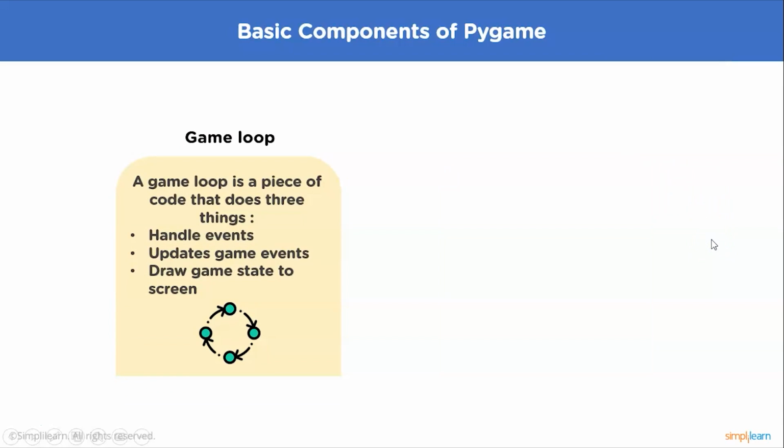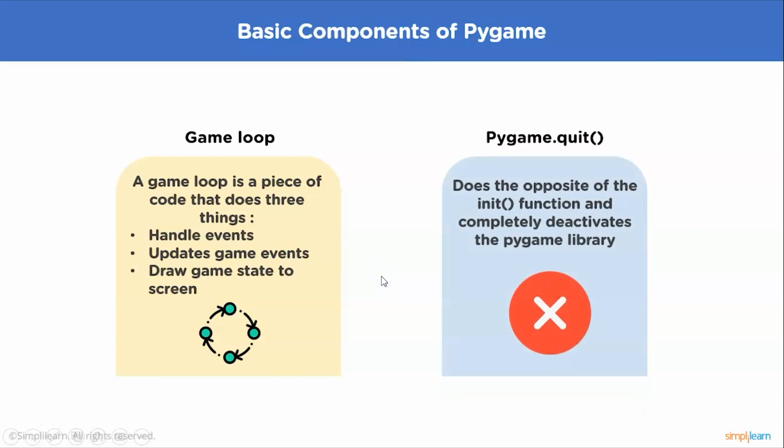The next concept is the game loop. The game loop is a piece of code that does three things. It will handle events, update game events, and draw game state to the screen. The game loop will basically run until a condition is met or until the game ends. And finally, you have pygame.quit.